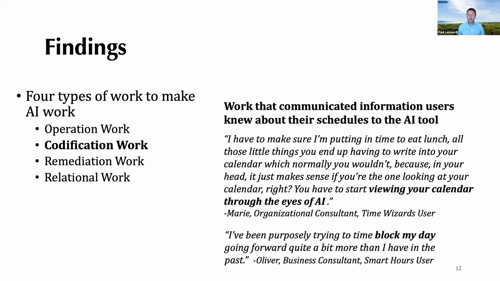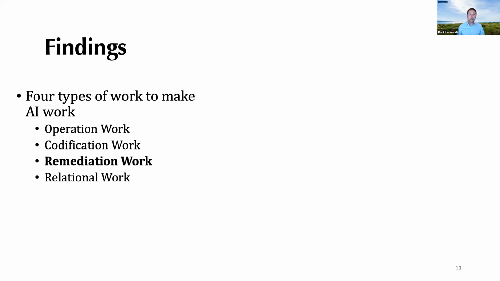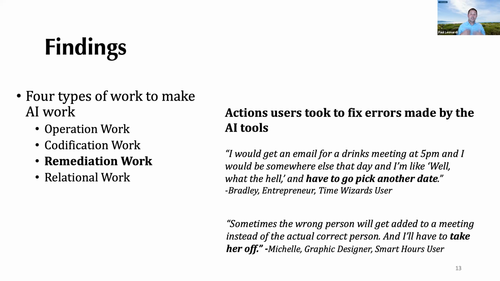Remediation work was a third kind of work that was quite prevalent as well. And remediation work refers to actions that users took to fix errors that were made by the AI tools. So in many cases, these tools made lots of scheduling kinds of mistakes. They responded to times that people said they weren't available. They communicated in rude or gruff kinds of ways because they could choose how they communicated. And so users had to take an active role in kind of trying to fix a lot of these issues by manually going in and rescheduling and overriding what the tool would do.